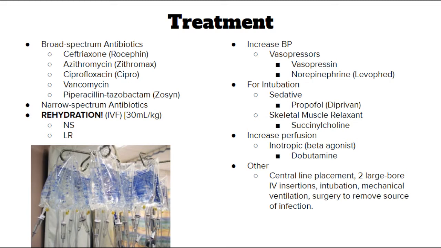A narrow spectrum is effective against only a limited range of organisms, which is why they are not commonly used in the initial therapy. Vasopressors are drugs that cause constriction of the blood vessels and are used for persistent hypotension. An example of this is Levophed, also known as norepinephrine, a non-selective alpha agonist, and it works the opposite of a beta blocker.